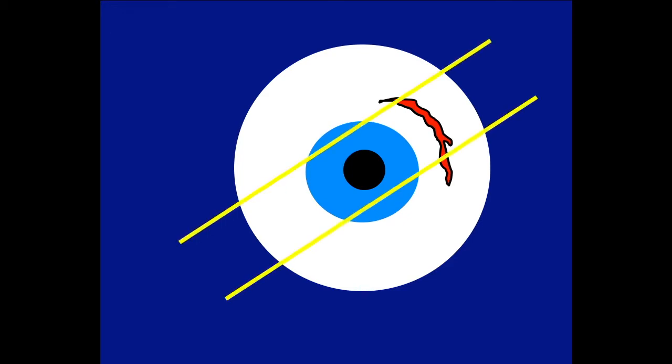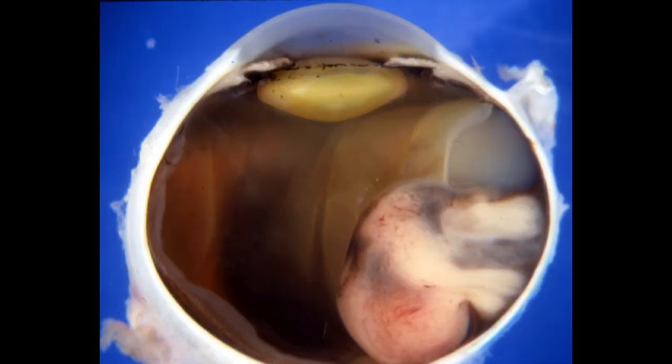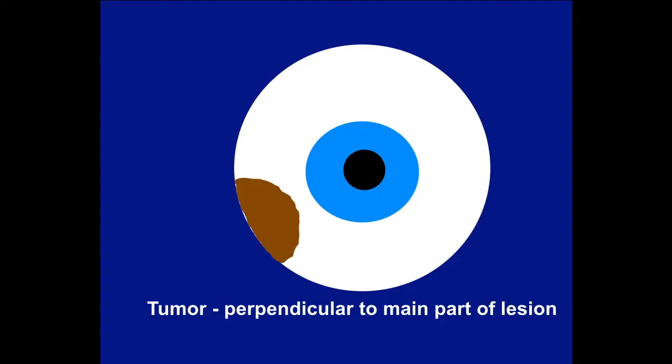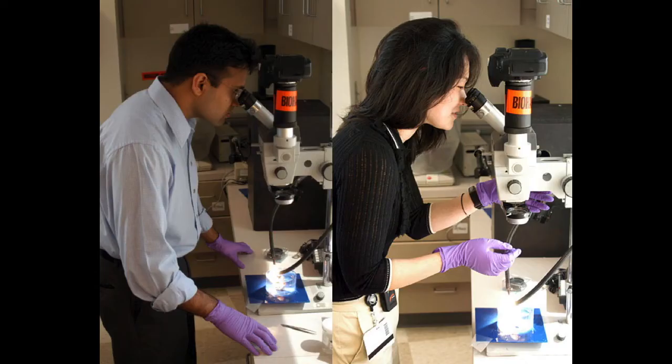Traumatic wounds or ruptures can be located anywhere. The globe should be opened perpendicular to the wound. Sections from eyes enucleated for tumors must also include the tumor. Tumors can be located in any meridian, and the cut should be perpendicular to the main part of the lesion.